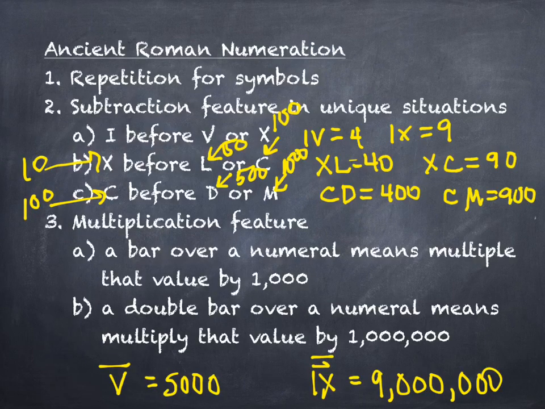This is what I just talked about, this idea of the subtractive feature and this idea of the multiplication feature. You can go online and grab this if you don't already have it. Let me say a bit more about that multiplicative feature, because maybe you're not as familiar with it. If there's 1 bar on top of the number 5, we get that times 1,000, so that's 5,000. And if there are 2 bars on top of something, it's times 1,000,000. So this one ends up being 9,000,000. Okay.